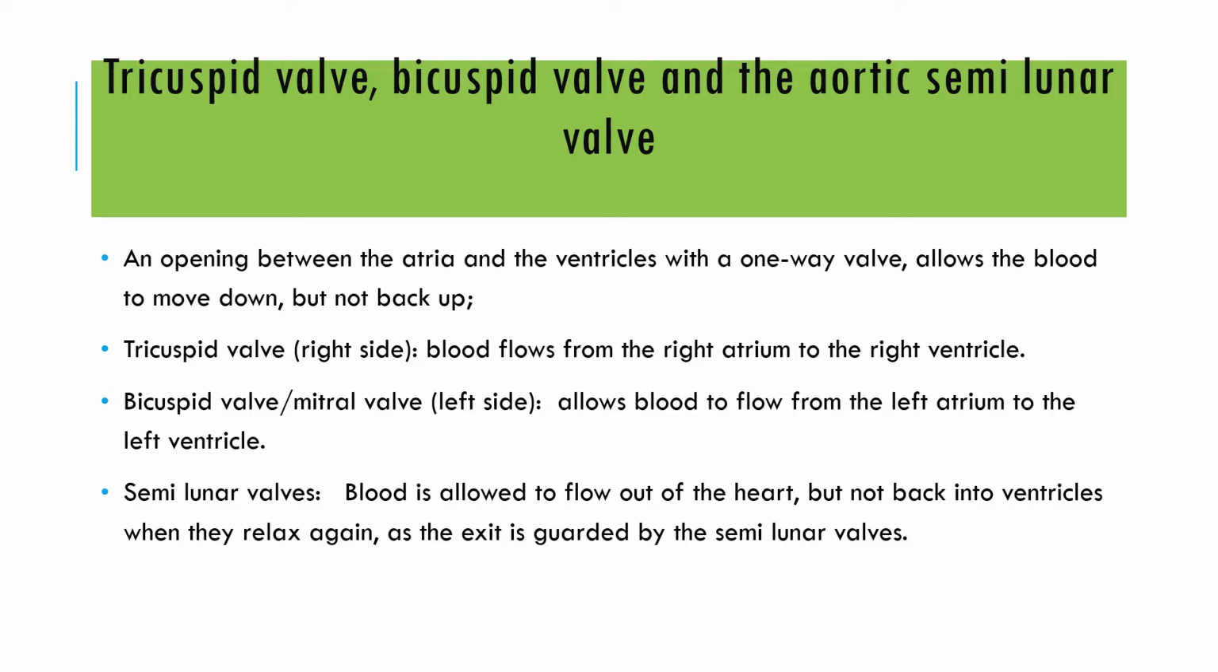We have the tricuspid valve, right-hand side. Blood flows from the right atrium into the right ventricle. Then we have the bicuspid valve, or the mitral valve, which is on the left-hand side, and this allows blood to flow from the left atrium into the left ventricle. We have the semilunar valves, and blood is allowed to flow out of the heart but not back into the ventricles when they relax again, as the exit is guarded by these semilunar valves.